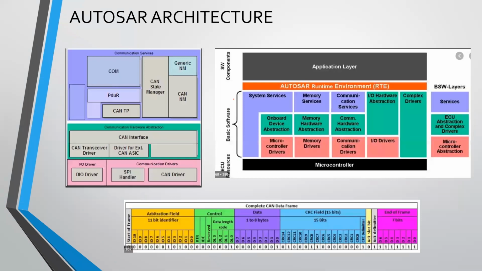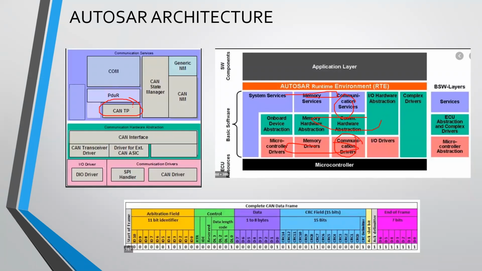So first of all, let's look into the AutoSAR architecture. In the red, you have the driver, the MCAL layer. In the green, you have the ECU abstraction layer, and in the blue, you have the service layer. In the last lecture, we saw the CAN driver, the MCAL part. Today, we will be looking into this service layer, particularly into the CAN TP.